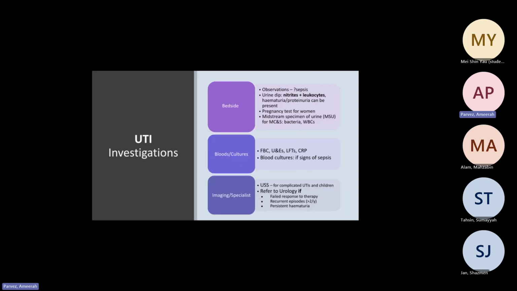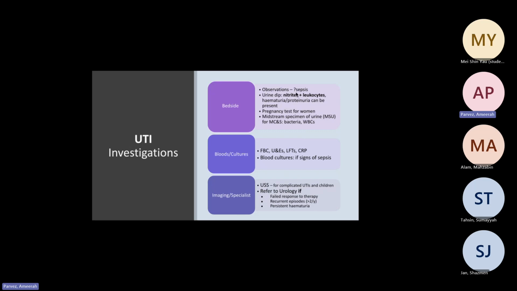Moving on to investigations, so always important to categorize by bedside, bloods, and imaging. So with regards to bedside tests, in general from the end of the bed, what can you actually see? Are there signs of sepsis? On urine dip, you can see positive nitrates and leukocytes. You may also potentially see hematuria and proteinuria, but not necessarily.